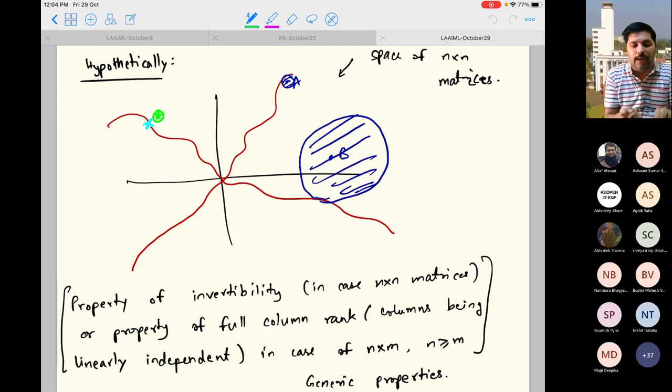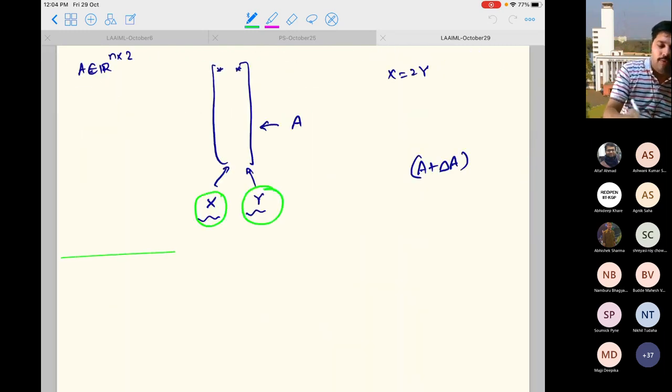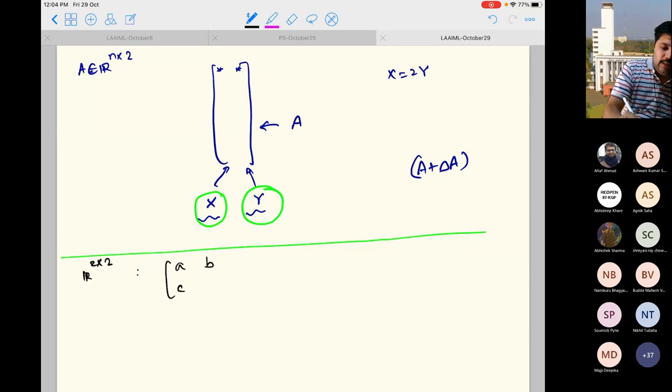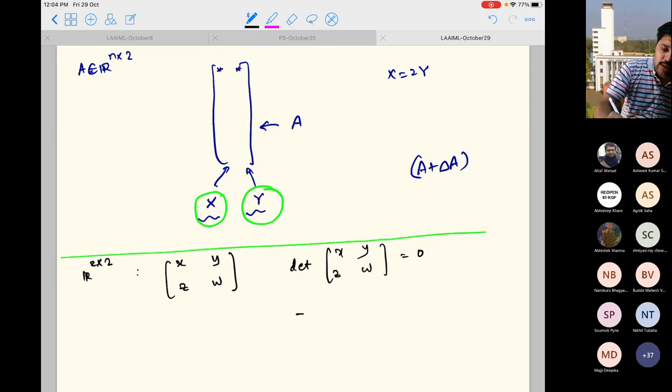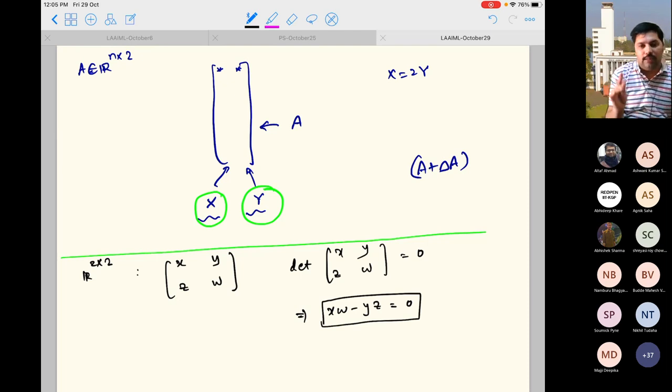So what you are really looking at in R^(n×n). Say for example, if you look at R^(2×2), you have this A, B, C, D. Instead of A, B, C, D, let me use variables X, Y, Z, and W. Suppose these are the entries. Then the determinant of this matrix X, Y, Z, W equal to 0 is basically XW minus YZ equal to 0, right? So all the solutions X, Y, Z, W of this polynomial equation, that is what I'm really looking at.